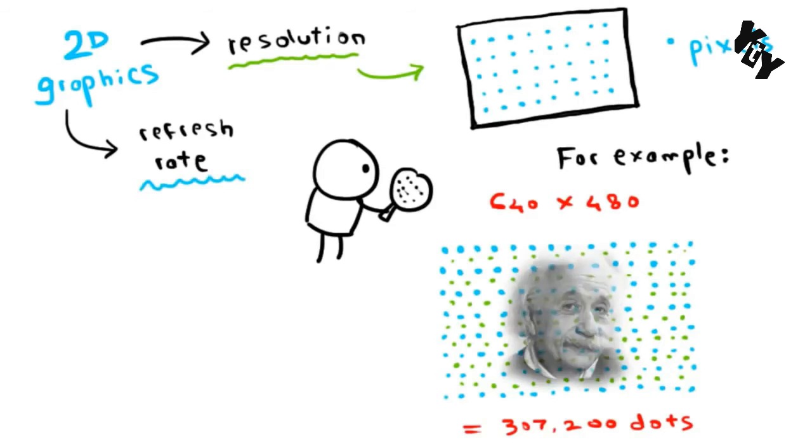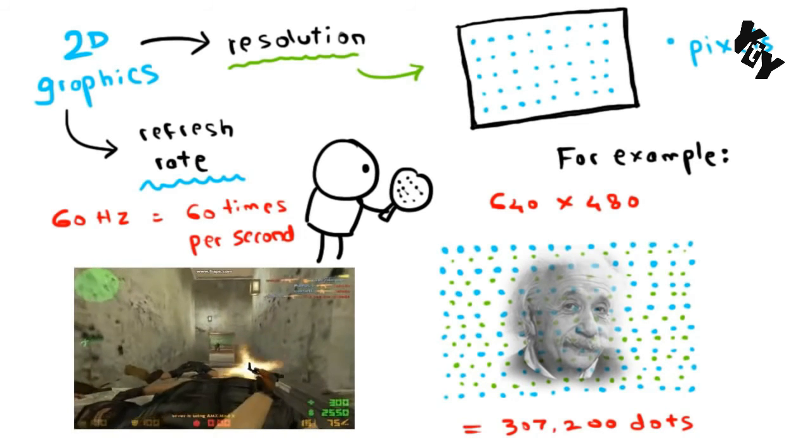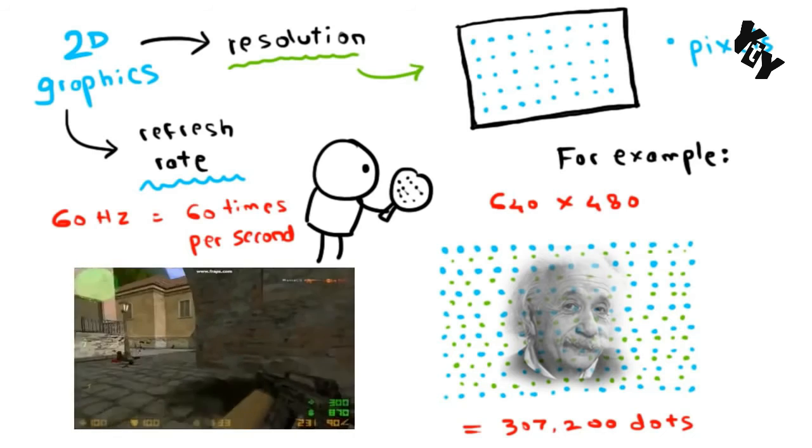And refresh rate refers to how many times a second the image on the screen is redrawn. 60 Hz means that the image on the screen is drawn 60 times every second. This becomes important in a fast-moving video game where the action needs to look real.